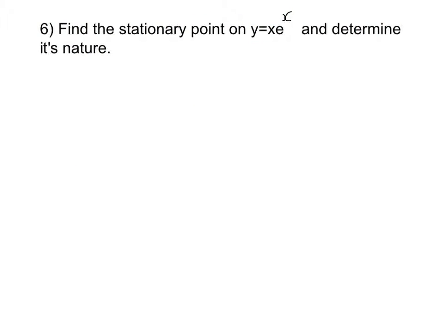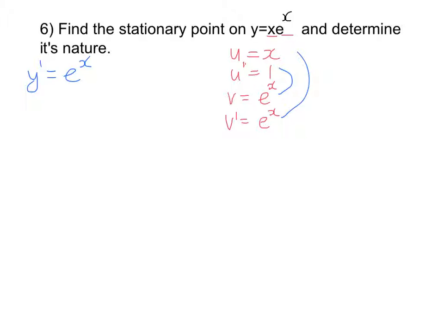Find the stationary point on y equals x e to the x and determine its nature. So remember, stationary points occur when the first derivative equals 0. So let's find the first derivative. If y equals x e to the x, we've got a function multiplied by another function, which means we need to use the product rule again. So u equals x, u dash equals 1, v equals e to the x, so v dash is also e to the x. So y dash, we'll do that over here, is insides e to the x plus outsides.